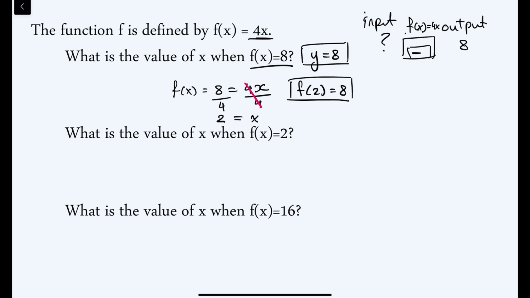Try the next two. We're going to do 2 is equal to 4x. Divide both sides by 4. The 4's cancel out. x is equal to 2 over 4. Now, if you're familiar with fractions, this says x is equal to 1/2. And that's by dividing the numerator and the denominator both by 2.